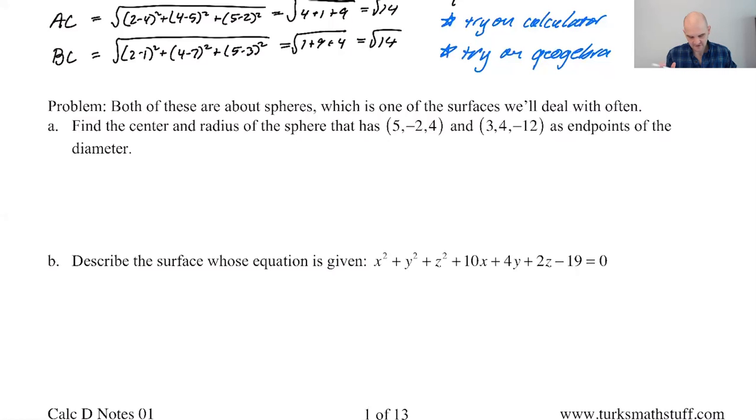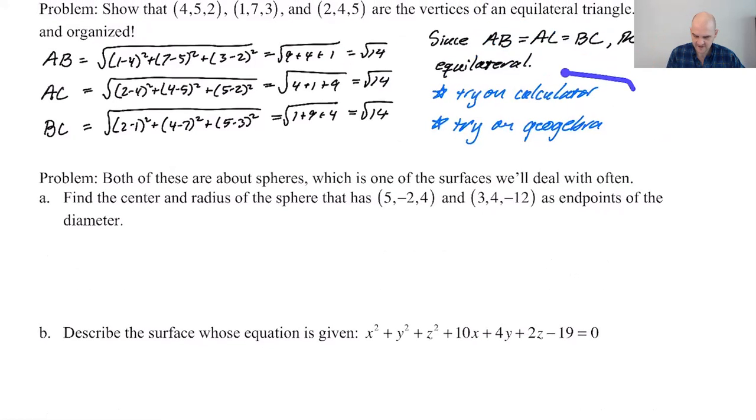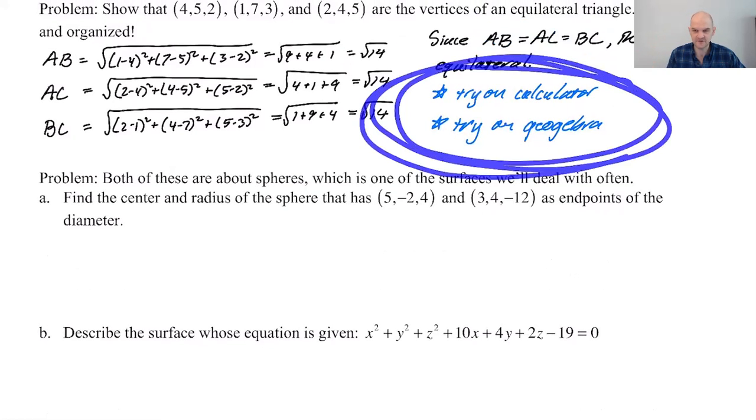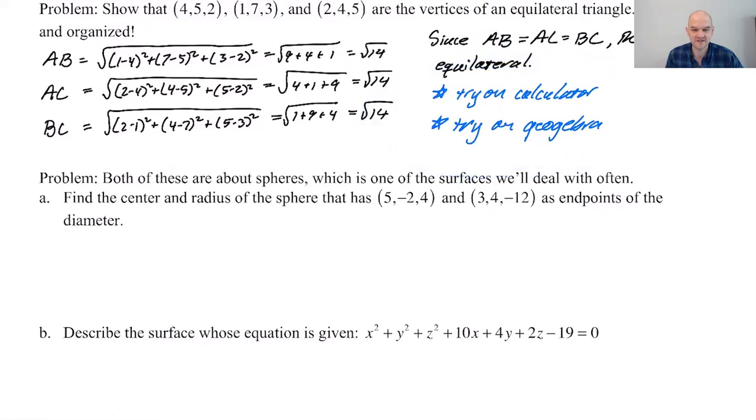All right, we're back. We're still on page 1 of notes 1 of Calc D, which is multivariable calculus. We are talking about 3D stuff, trying to get used to it. So the last problem I tried to emphasize, make sure you're trying things on your calculator. Make sure you're trying them on GeoGebra because we're going to do a lot of that. And if you don't start off on the right foot, by the time you really want to do it, you're going to be so far behind that you're going to feel overwhelmed.